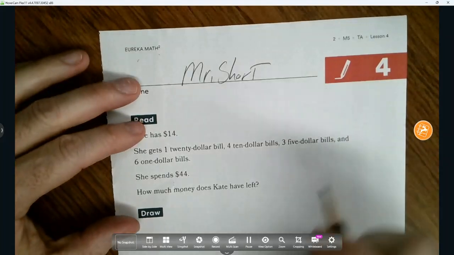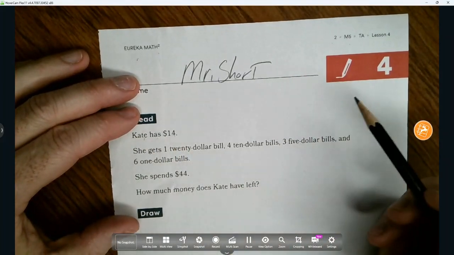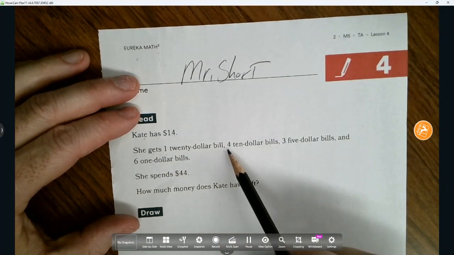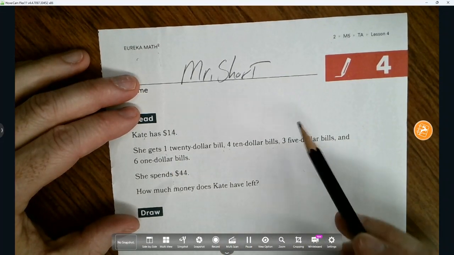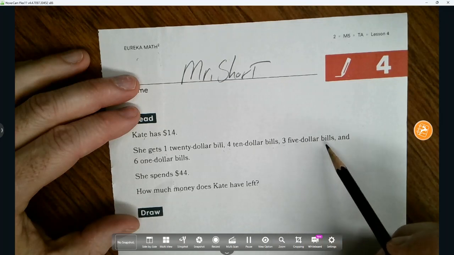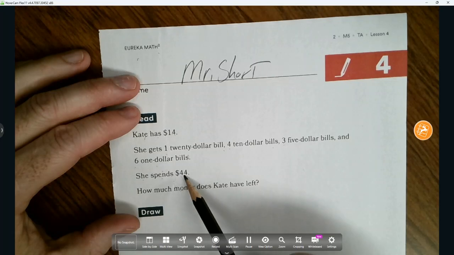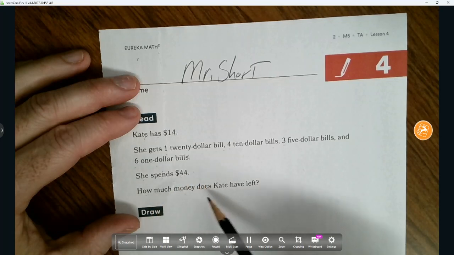Well, let's look at this one. It says Kate has $14. She gets one $20 bill, four $10 bills, three $5 bills, and six $1 bills. She spends $44. How much money does Kate have left?